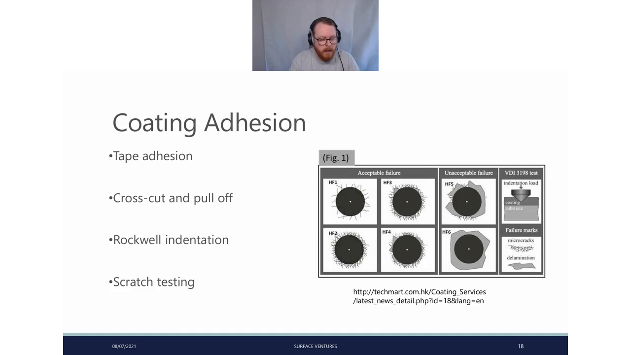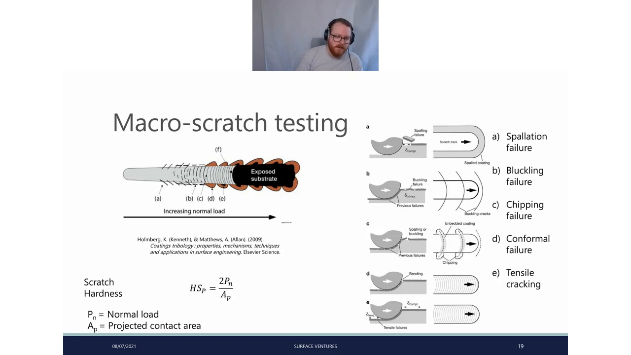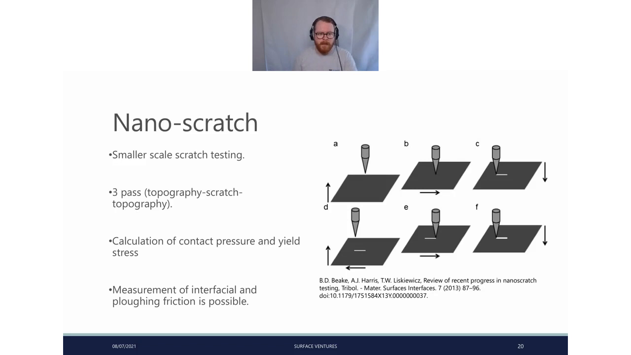So macro scratch testing, generally progressive loading scratch test. At various loads, you're going to see various different failure parameters. These are dependent upon the properties of the coatings themselves. You can either have more brittle or more ductile failure mechanisms, but generally it is quite similar to these, where you have different types of spallation, buckling, chipping, and so on. You can also define a scratch hardness of a normal load over the projected contact area. So you just need to be able to work out what the projected contact area of your indenter is at any specific point. We can extend that to lower length scales as well with nanoscratch testing.